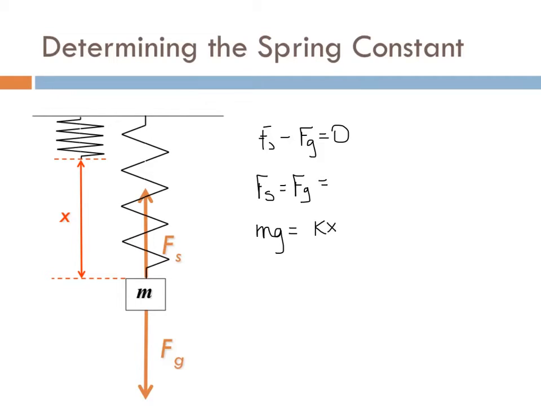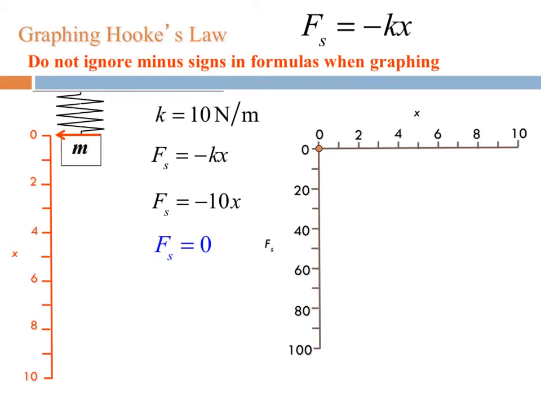So, here, if I'm asked to solve for the spring constant, which is k, I simply divide by the distance it was displaced. So it would be simply equal to mg divided by x. Now, if you're asked to graph Hooke's law, or if you're looking at a graph of force and displacement, then you cannot ignore that negative.